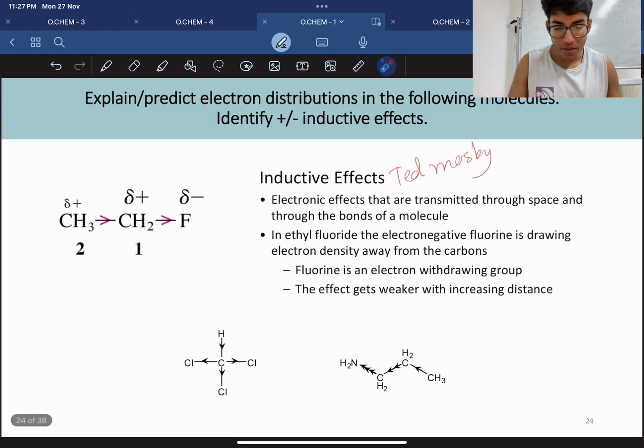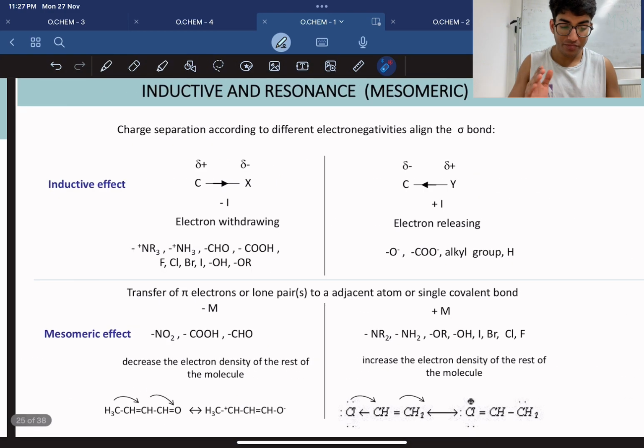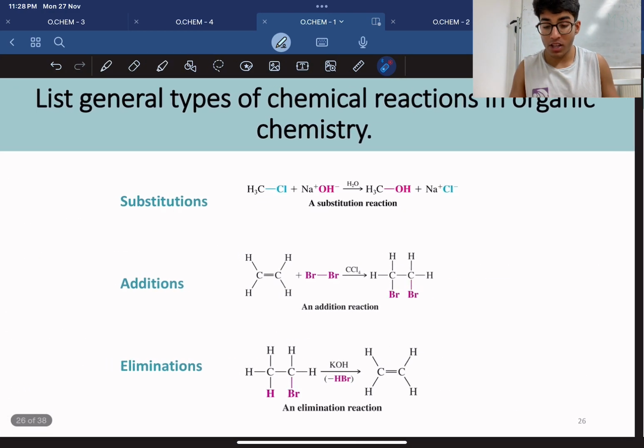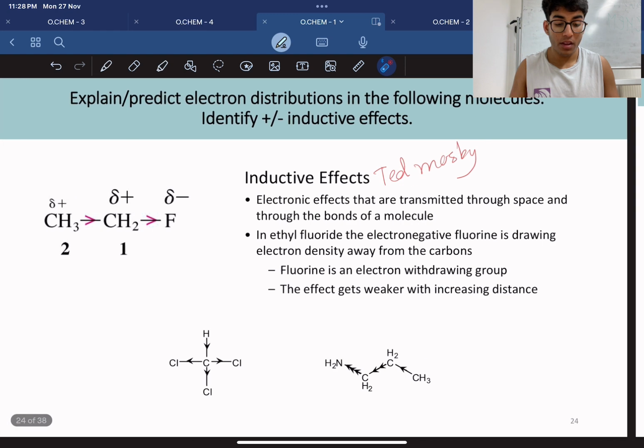Yalla, moving on. Inductive effects and mesomeric effects. This is pretty important.